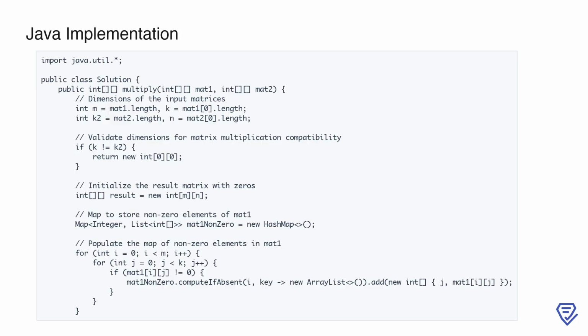Next, we initialize the result matrix with dimensions m by n, filled with zeros, which will store the product of the two matrices. Since this is a sparse matrix multiplication, we need an efficient way to handle non-zero values. To achieve this, we use a hash map called mat1 non-zero, where each key represents a row in mat1. The value is a list of integer arrays, with each array storing the column index and the corresponding non-zero value at that position. We then populate this map by iterating through mat1, adding entries for all non-zero elements. This helps us focus only on the significant values, improving performance.